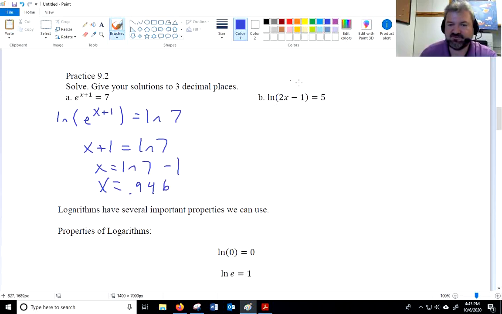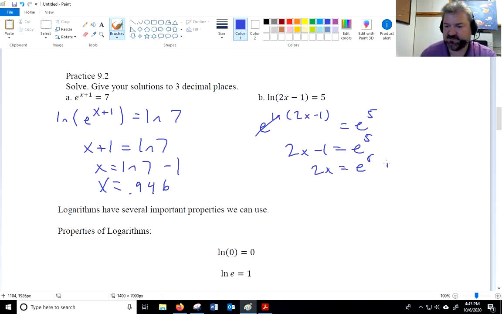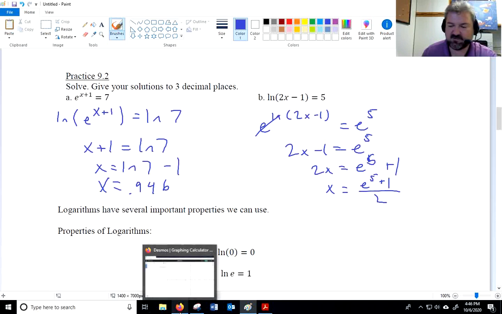All right, if we have an equation with natural log, though, we can put it as an exponent. So we're kind of exponentiating both sides here. And that will cancel that out, giving me 2x minus 1 equals e to the 5th. So 2x is equal to e to the 5th plus 1. And so x is equal to e to the 5th plus 1 over 2. And again, we can get a numerical answer on that.